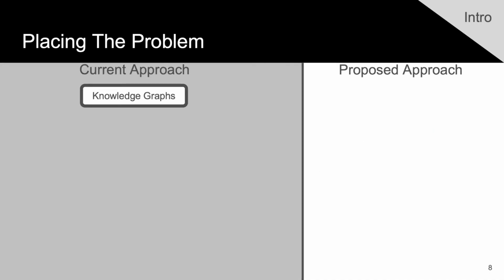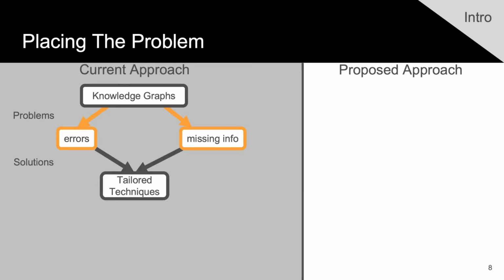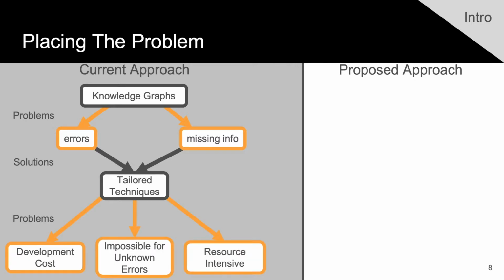So to place the problem, we have knowledge graphs, and we've pointed out that they have these problems, errors, and missing information. And the current solution to this is to tailor techniques towards each type of error or towards that missing information. But this has the problems that we talked about. The developmental cost, it's impossible to tailor techniques towards types of errors we don't even know about, and it's resource intensive to run all of these different methods on large knowledge graphs.